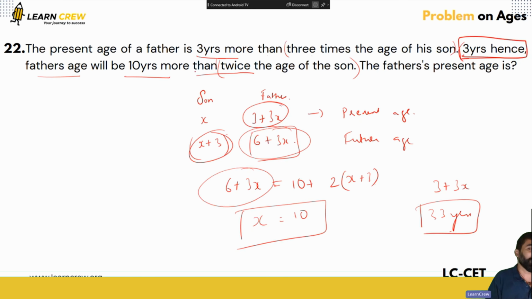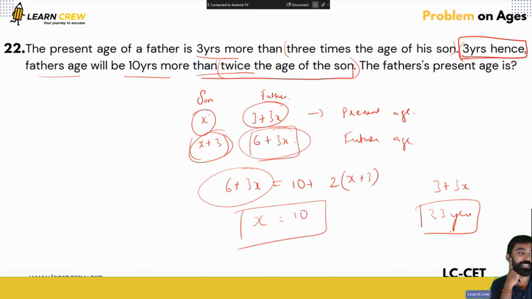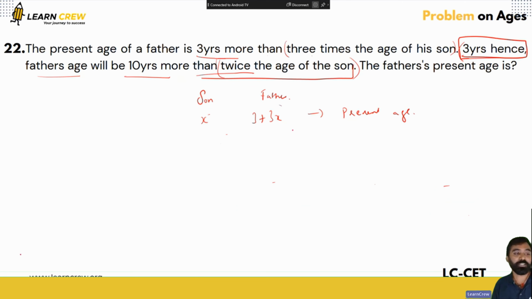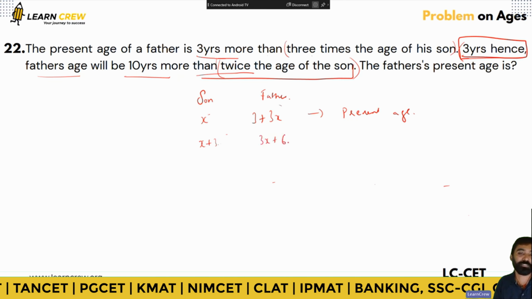3 years hence. The age you take here, the twice the age of his son, should be the age after 3 years. If you take the present age, then the answer will go wrong. 3 years hence, father's age will be 10 years more than twice the age of his son. Until this it is clear. 3 years hence means after 3 years. After 3 years, what's the age of son? X plus 3. After 3 years, what's the age of father? 3X plus 6.